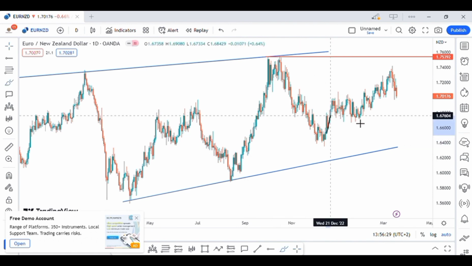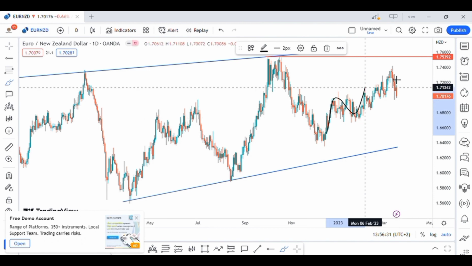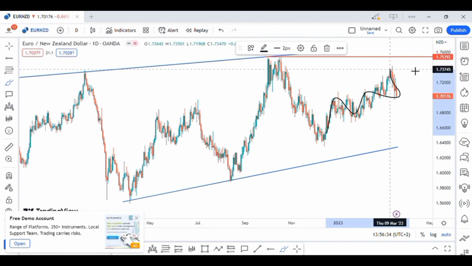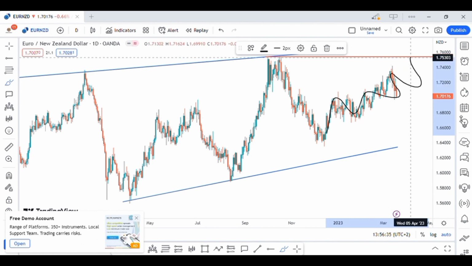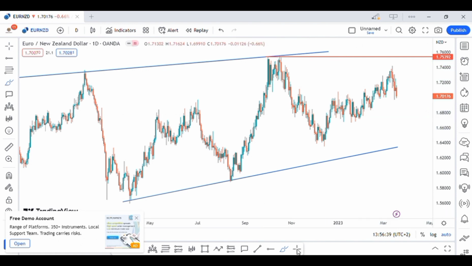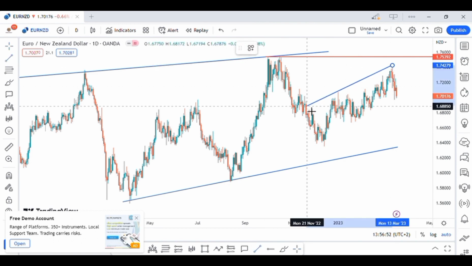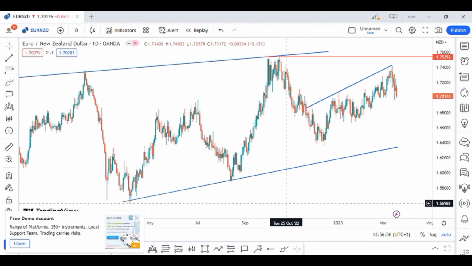So as you can see, we are forming this corrective structure. We've been forming this corrective structure to the upside. We're expecting it to go there to the double top before continuing a move to the downside. Now let's just mark this channel. Let me just redraw this channel for you to see clearly what I'm talking about.